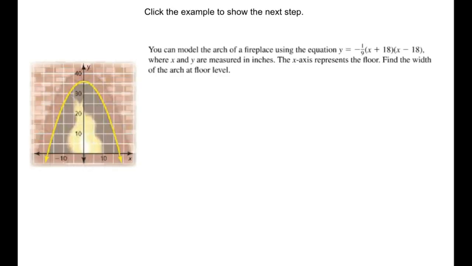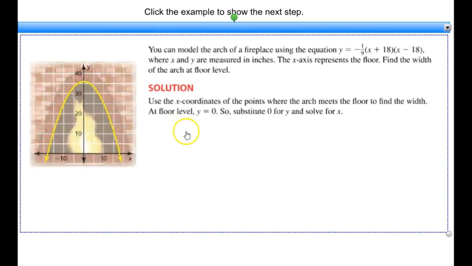So now we're going to look at our real-world example. You can model the arch of a fireplace using this equation, y equals negative 1/9 times the quantity x plus 18 times the quantity x minus 18, where x and y are measured in inches. The x-axis, right, going across, represents the floor. So I'm supposed to find the width of the arch at floor level. So I'm going to click because they talk about a couple of cool things here. So I'm going to use the x-coordinates of the points where the arch meets the floor, right, so I can see where they hit here.